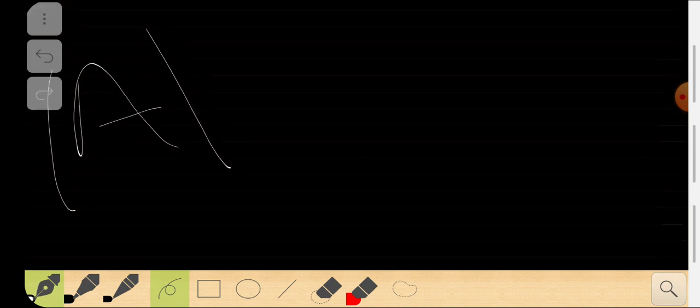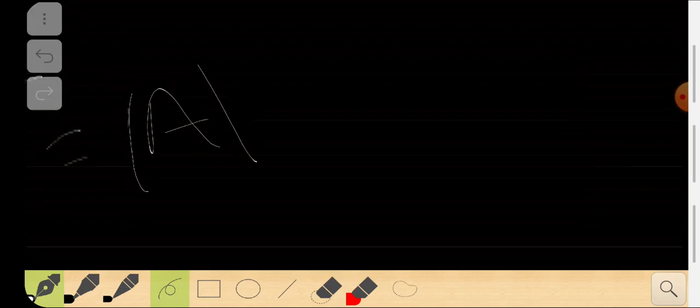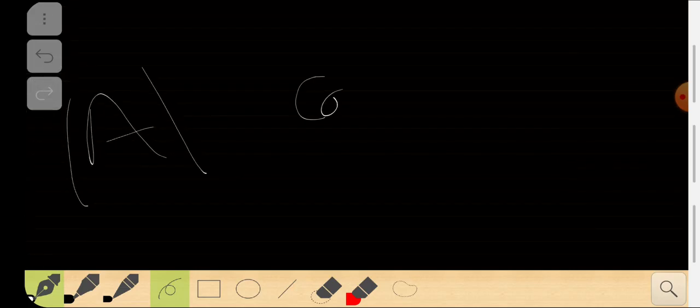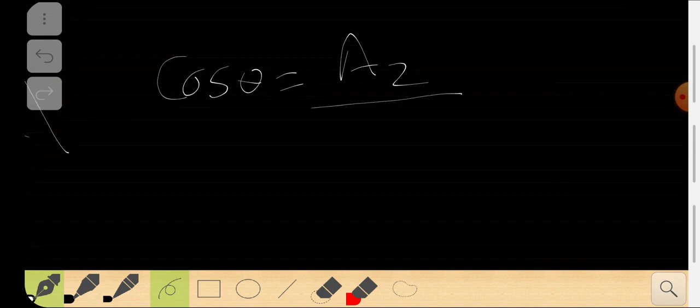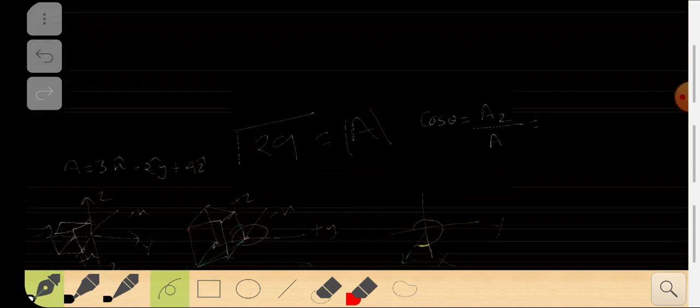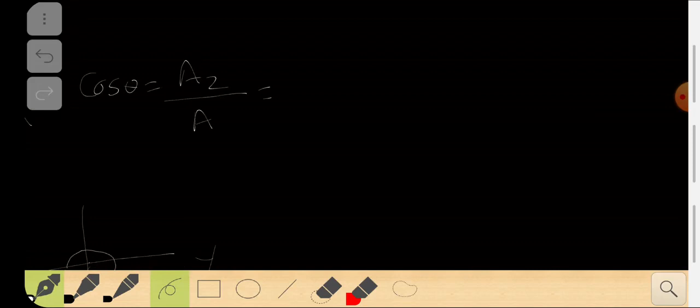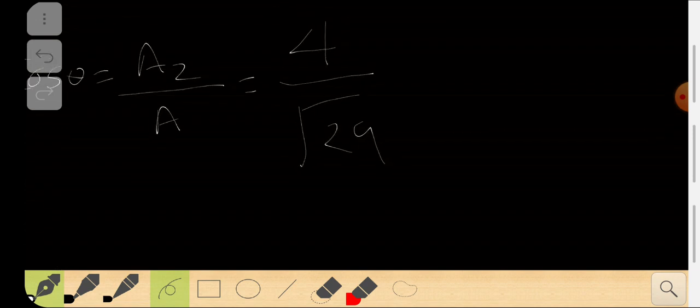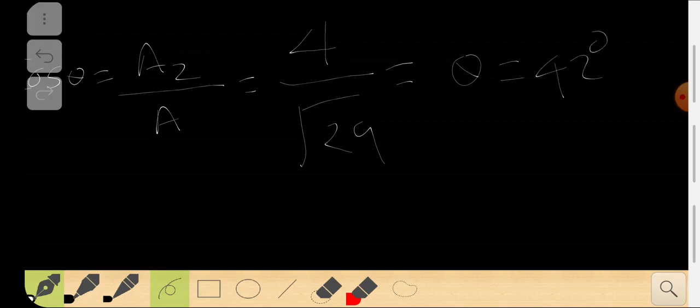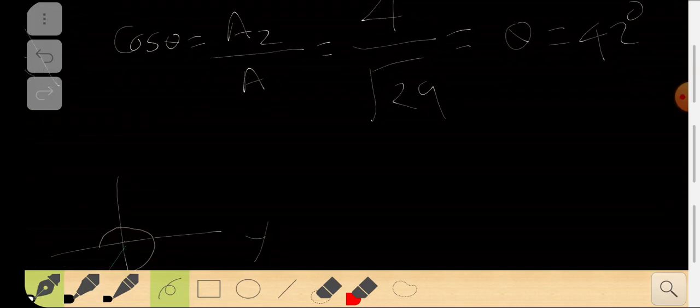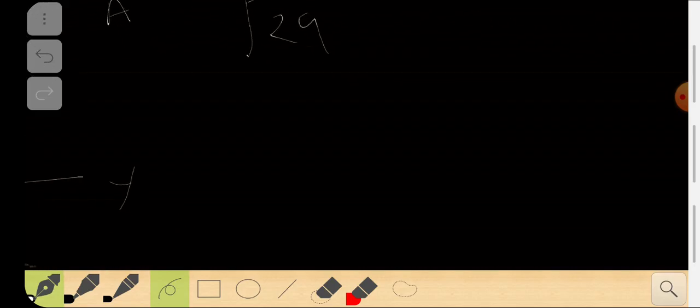Now cos theta will be AZ divided by the magnitude of A. You can look back at the equations if you want. The AZ component is 4, so cos theta is 4 by root 29. I've done this already, so theta is around 42 degrees. From now onwards you have to refer to the earlier work that we have done, as I cannot always look back.